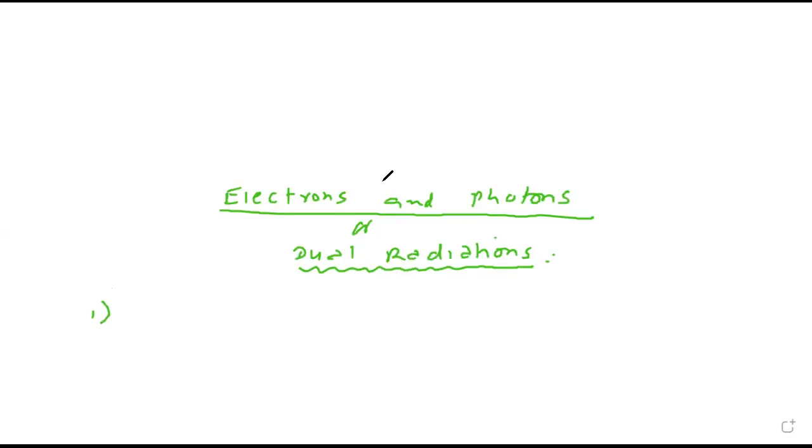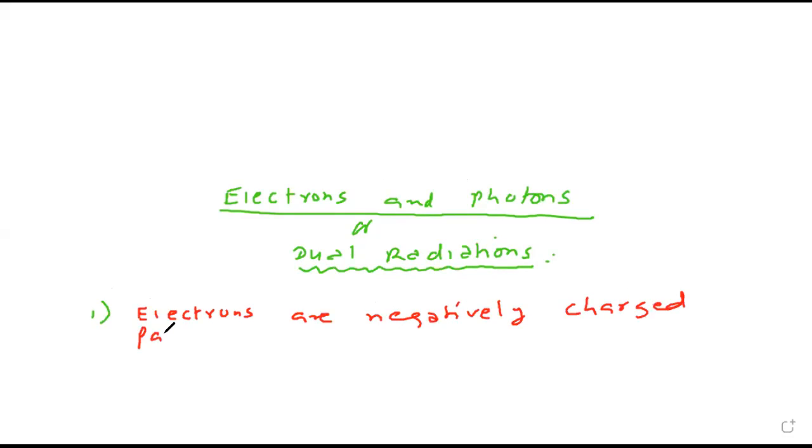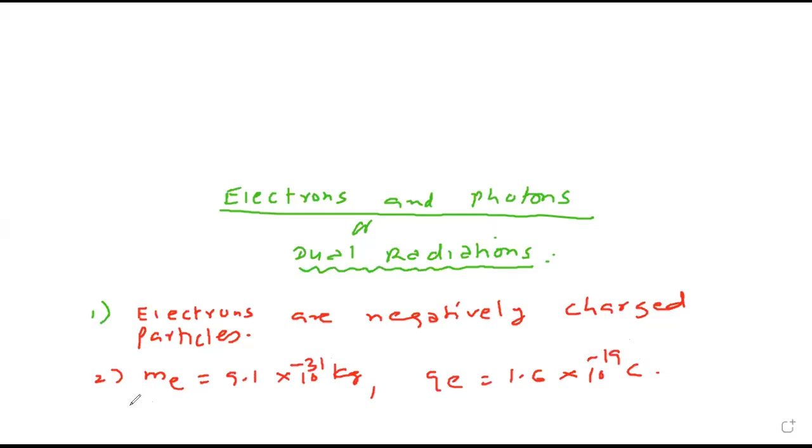First, what do you mean by electron? Can I say electrons are negatively charged particles? Yes, sir. What is its mass? 9.1 into 10 raised to minus 31 kg, and its charge is 1.6 into 10 raised to minus 19 coulomb.